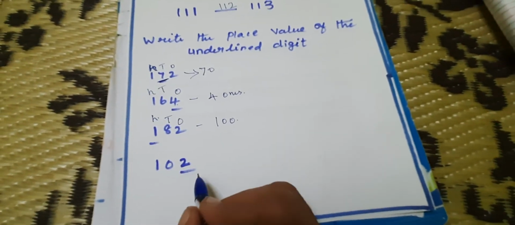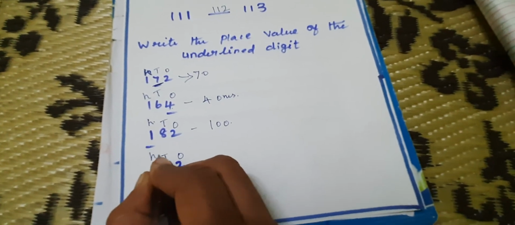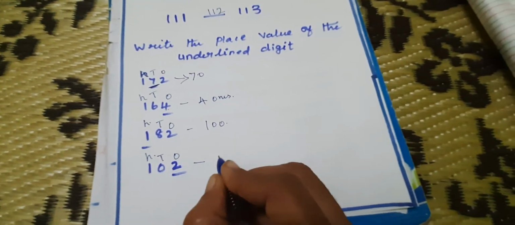Next, 102. Ones, tens, hundreds. 2 is the ones place.